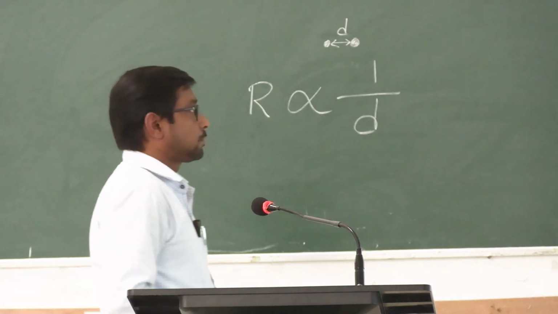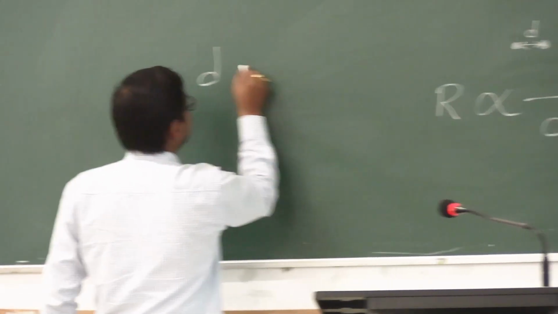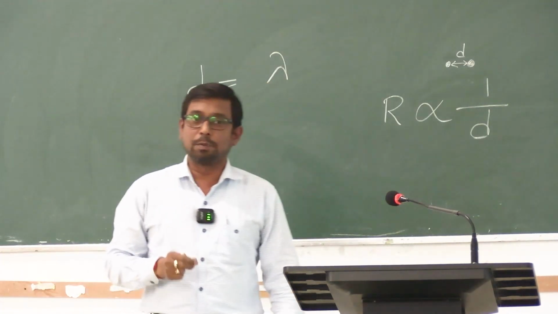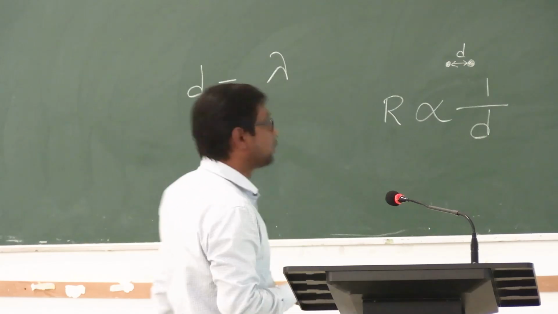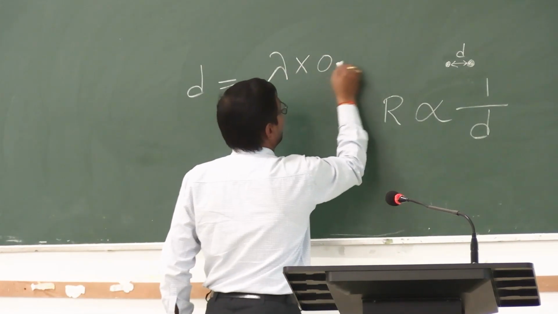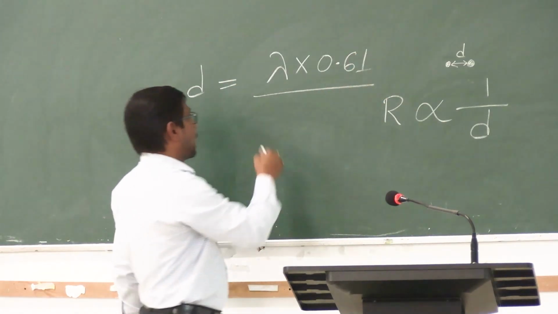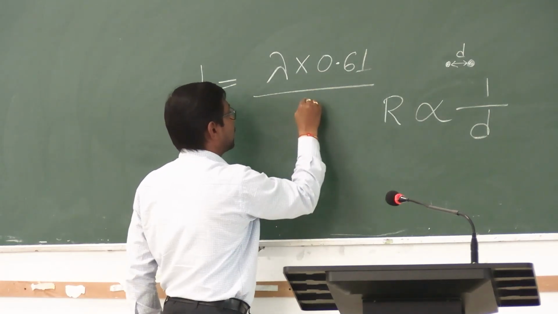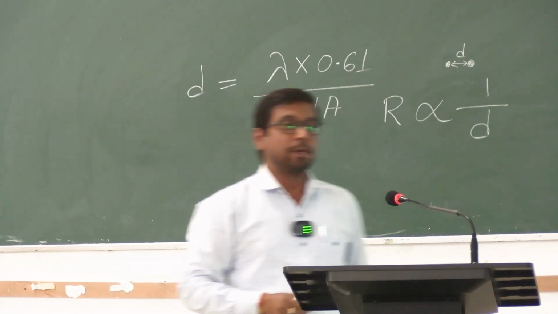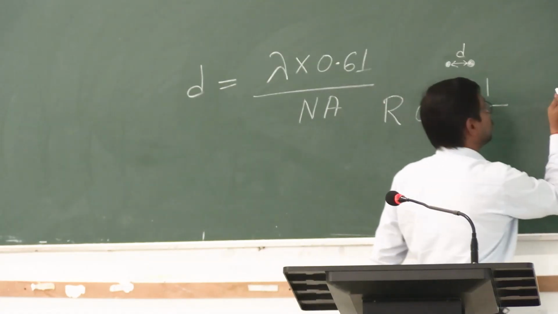And this D, again this D, is equal to lambda, that is wavelength. In physics, lambda is denoted by wavelength, and we have to take one constant, that is 0.61. And this is another thing, that we have to put NA. What is NA? NA is numerical aperture. Numerical aperture, I will just go through this arbitrarily.